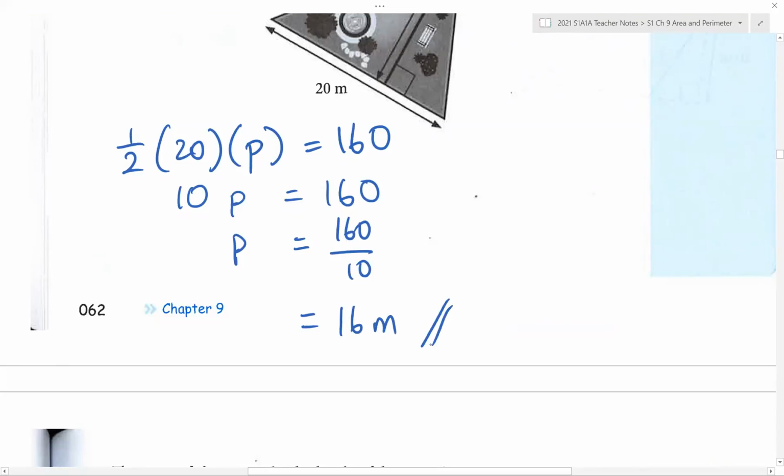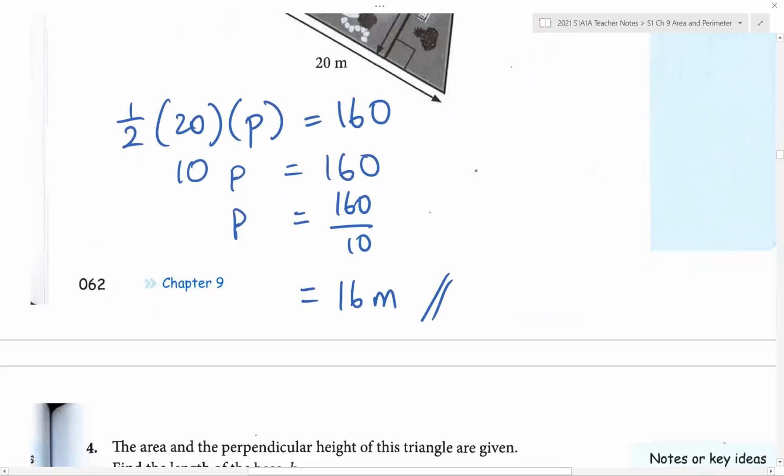160 divided by 10. But you pressed it wrongly here. You can do 160 divided by half, divided by 20, it is the same.